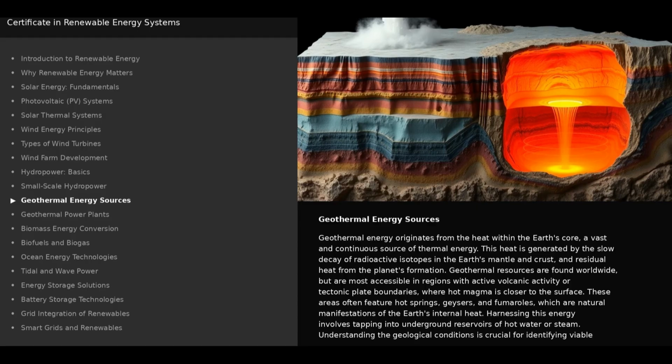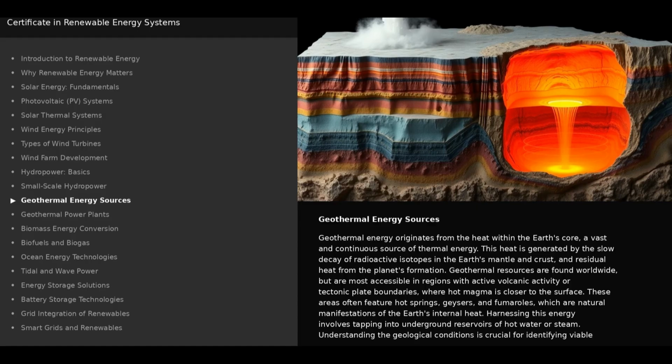Geothermal resources are found worldwide, but are most accessible in regions with active volcanic activity or tectonic plate boundaries, where hot magma is closer to the surface. These areas often feature hot springs, geysers, and fumaroles, which are natural manifestations of the Earth's internal heat.